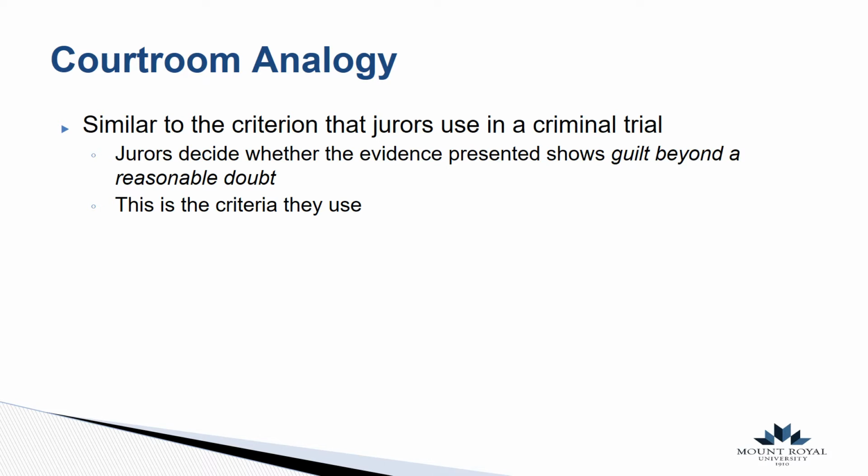So similar to a courtroom analogy, it's similar to the criterion that jurors use in a criminal trial. Jurors decide whether the evidence presented shows guilt beyond a reasonable doubt. This is the criteria they use. We will use the alpha, or the level of significance, that's stated before the study is conducted.